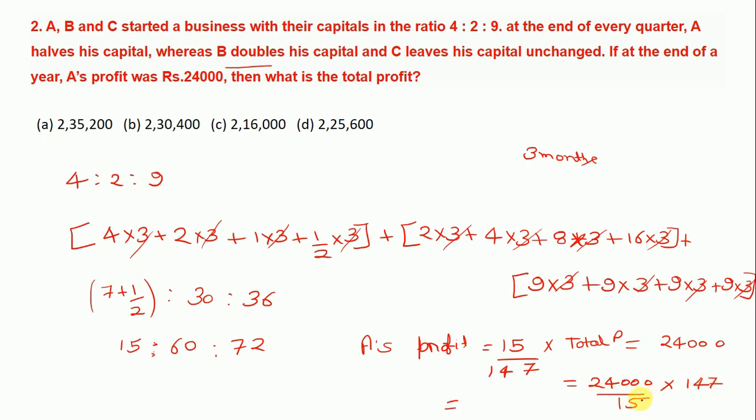So 15 into 15 is equal to 225. It will go 16 times. It will remain as 1600 into 147. And in this case we don't need to multiply it completely, because 7 into 6 is equal to 42, and the unit place will be 2, and this is available only in option A. So the answer will be 2,35,200.